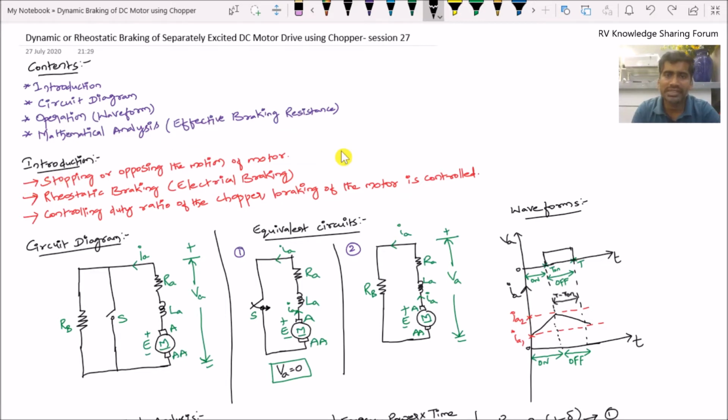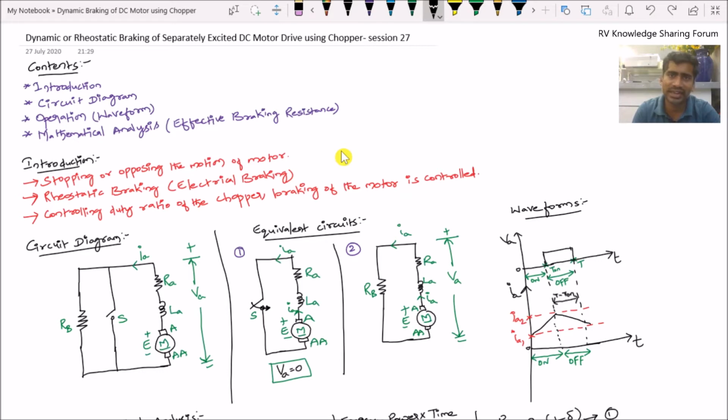Braking means stopping or opposing the motion of a motor. So if you want to stop a motor, braking power is required. That braking power can be obtained by means of dynamic braking control. This dynamic braking control is also known as rheostatic braking control, because it is achieved by connecting the braking resistance. Hence it is known as rheostatic braking. It is one of the types of electrical braking.